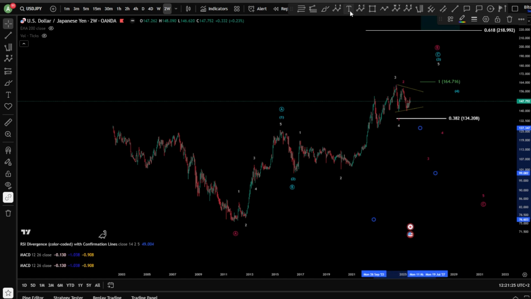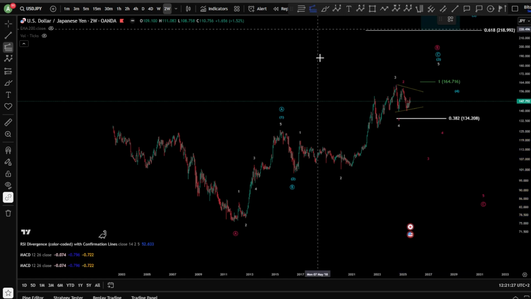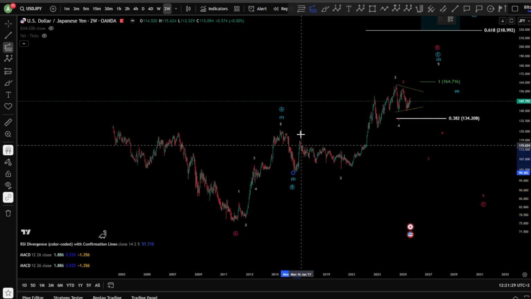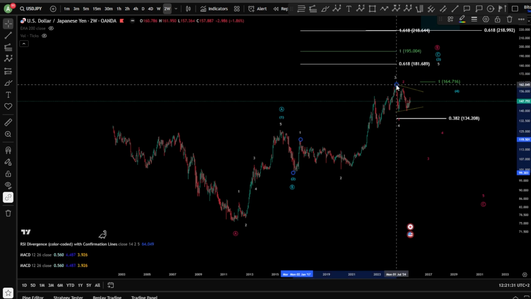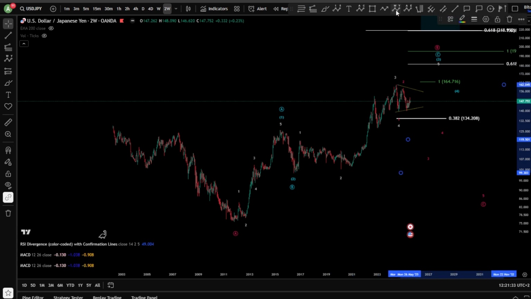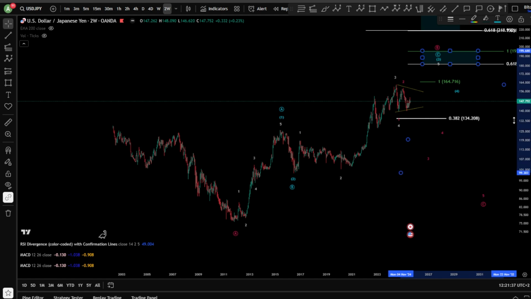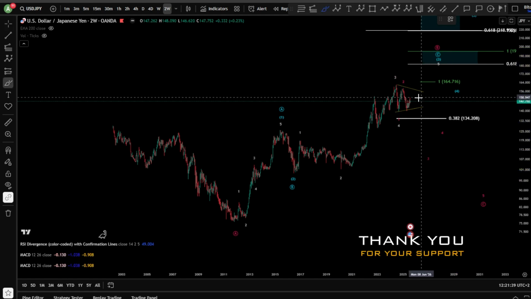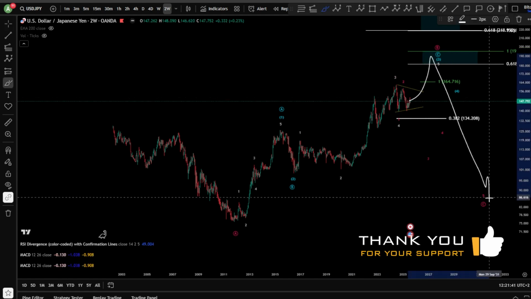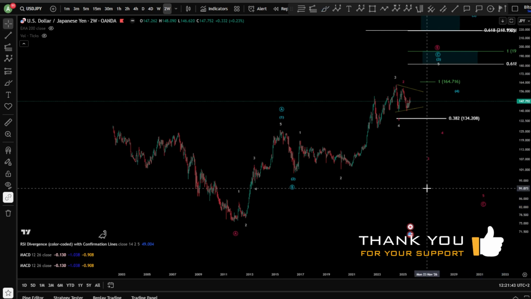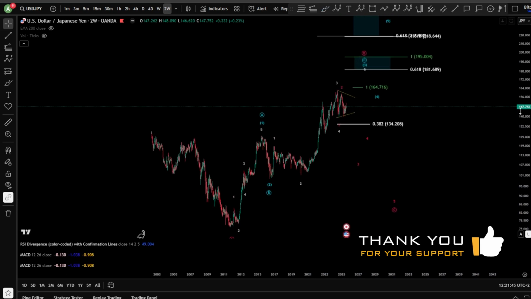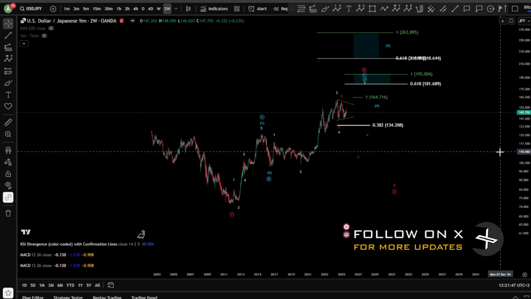Now, the target for this wave 5 in a wave 3 might be, of course, given from the 1 here to the 3, and you might reach, of course, this blue box for the wave 3 in a wave C, in case the things continue after this triangle toward the upside, and then you start to see, of course, this wave C unfolding for lower prices for the USD against the JPY.